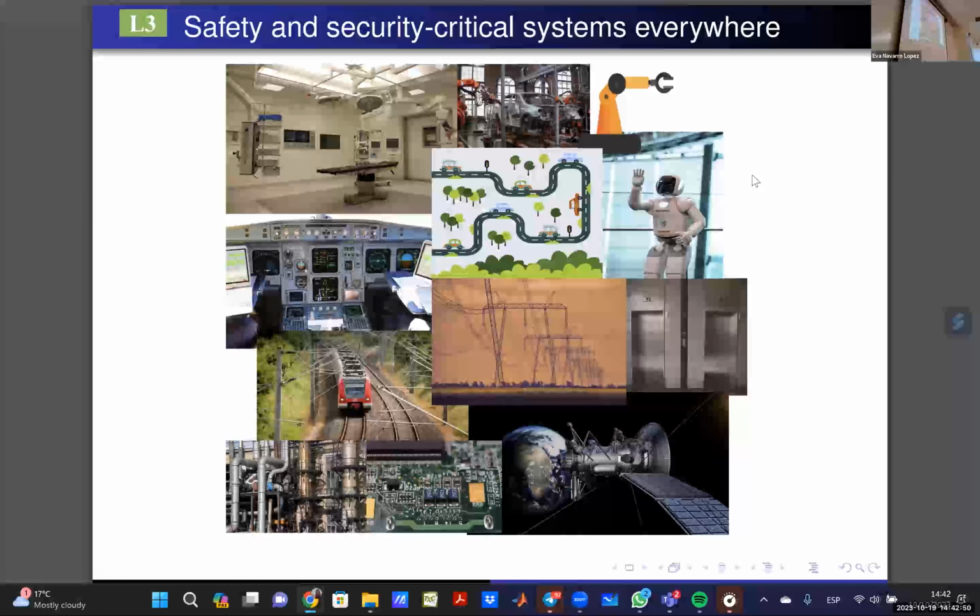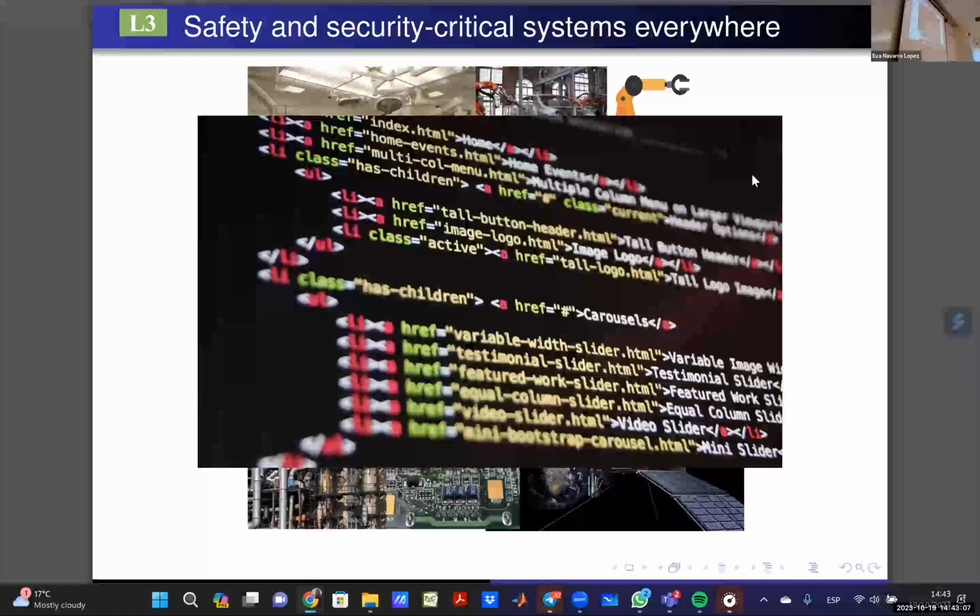And then that line three that I was talking about is analyzing safety and security critical systems. They are everywhere. They are dynamical systems, complex systems that we need to analyze and automate the analysis of. All these systems have software too that needs to be verified.